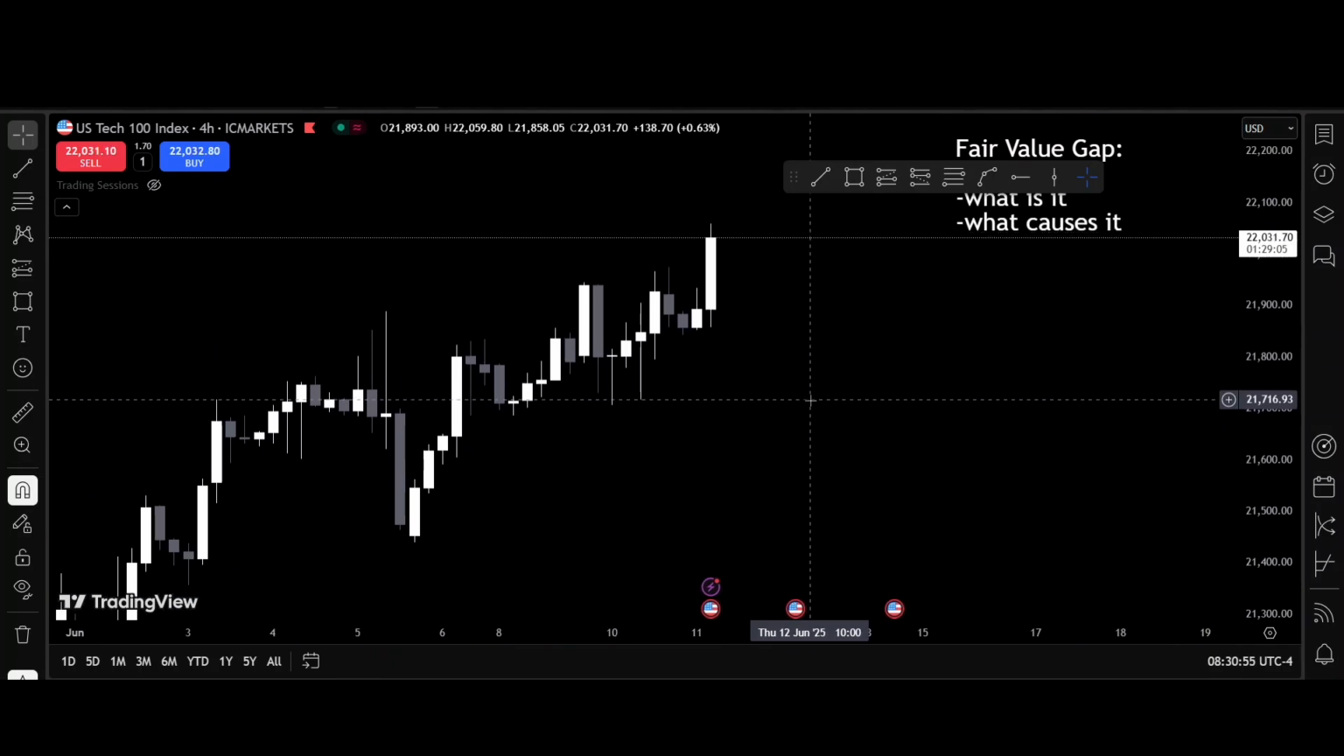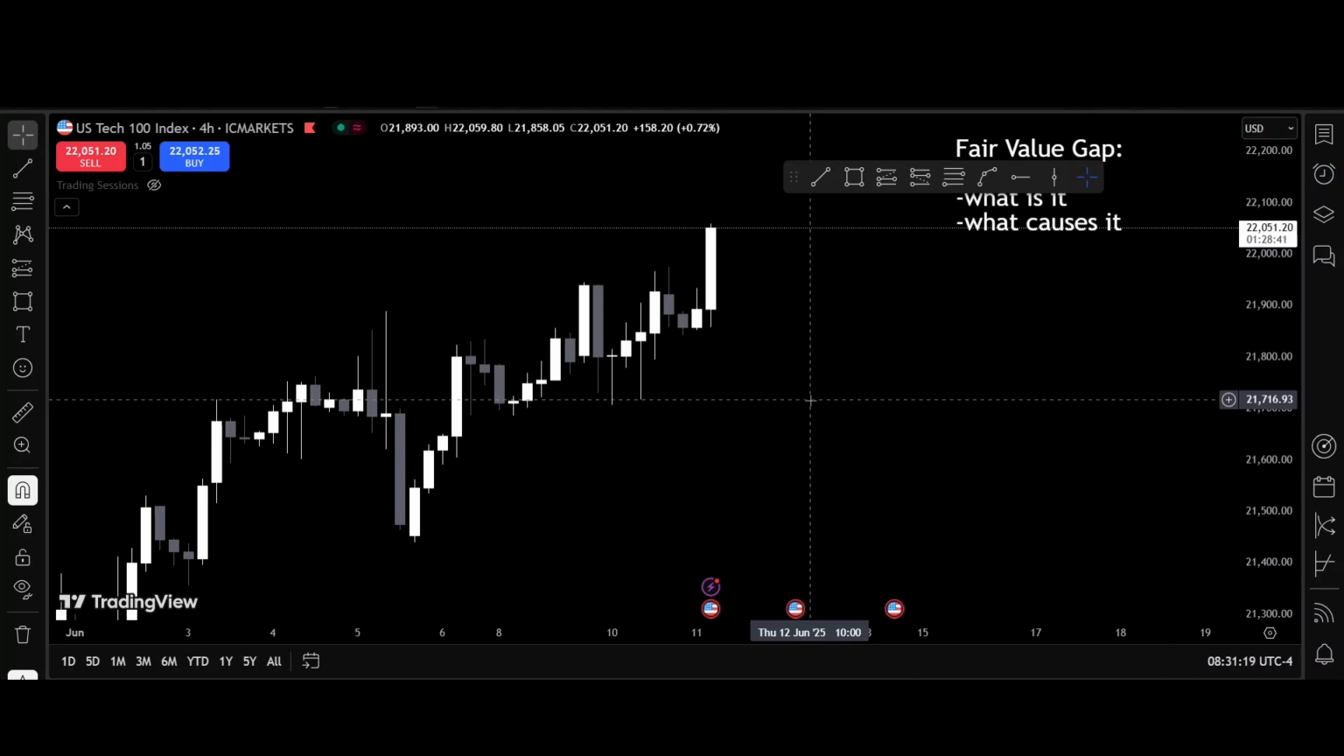So now what causes a fair value gap to form? I mean, you don't really have to know this. You wouldn't die if you don't know it, but I guess you should know it since you're a day trader.